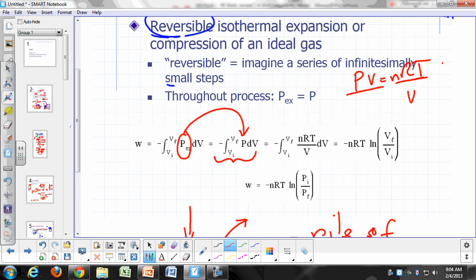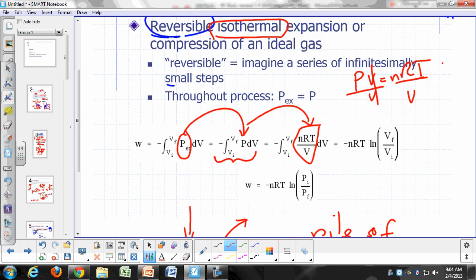Divide both sides by the volume. So here what I've done is I've replaced my pressure of the gas by nRT over V. Now, this is isothermal. That means every step of the way, I'm giving my gas enough time to equilibrate with the surroundings. Heat can flow in or out so that the temperature remains the same throughout the process. So T is a constant.